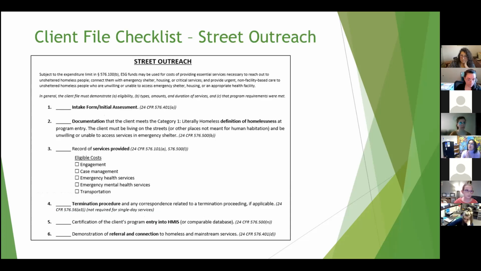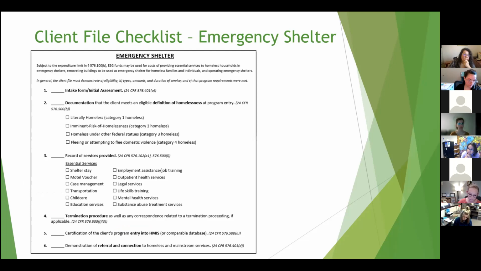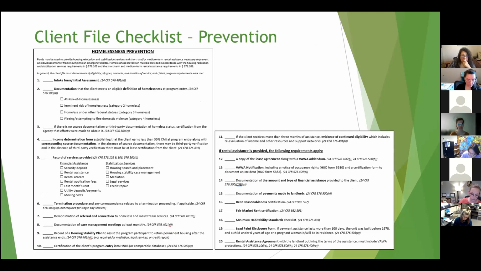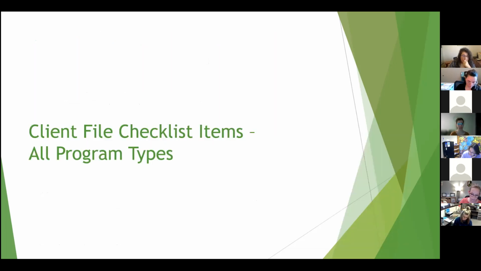These are just some screenshots of what these checklists look like. Hopefully you've seen them before. For outreach and shelter, there are just 6 items that are needed for each file. For rapid rehousing and prevention, a little bit more, about 20, because there's that financial assistance involved. I'll be going through each of these items in detail.